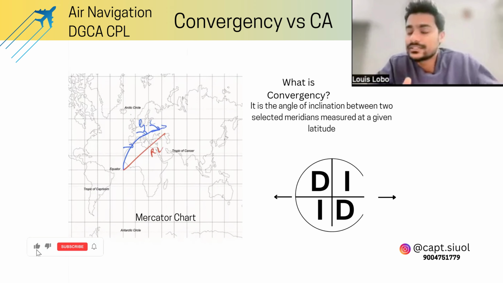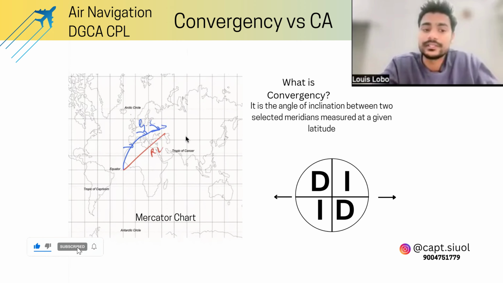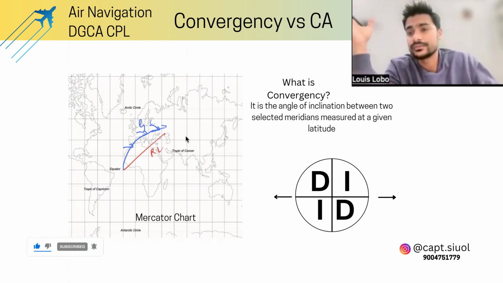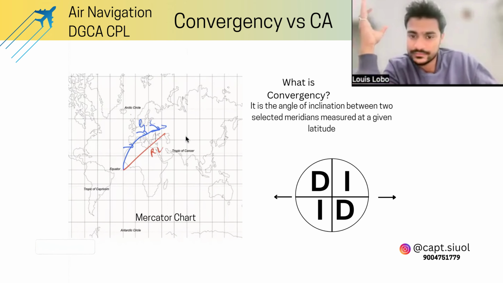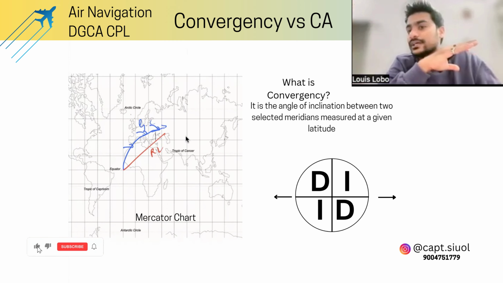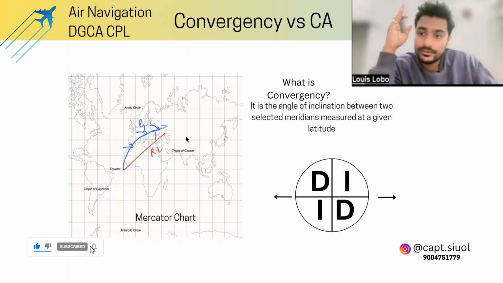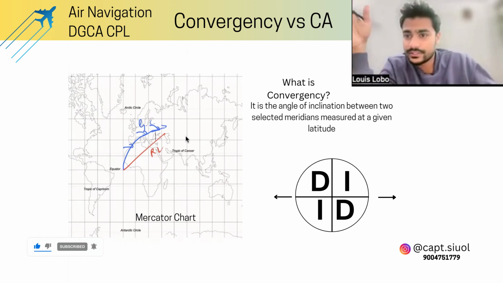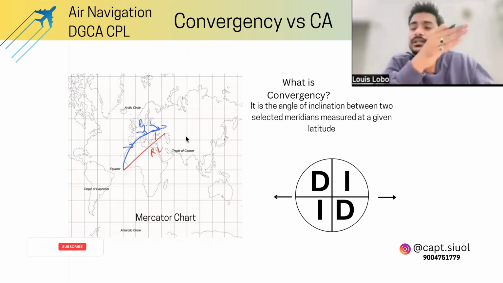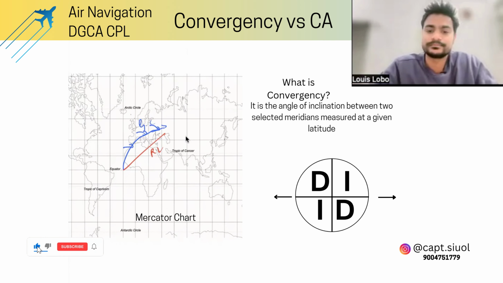Now, it can increase or decrease depending on what direction you're flying. Since you're in the northern hemisphere going to the right side, your direction increases. If you're in the north going to the left side, your direction reduces. If you're in the south going to the right, your direction reduces. Going to the left, your direction increases.